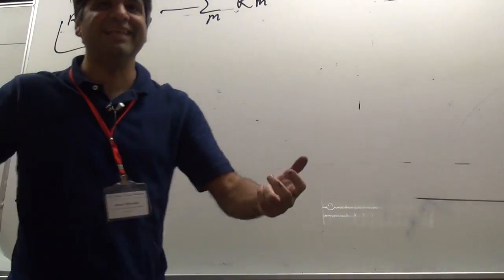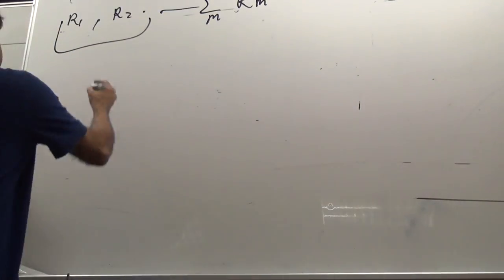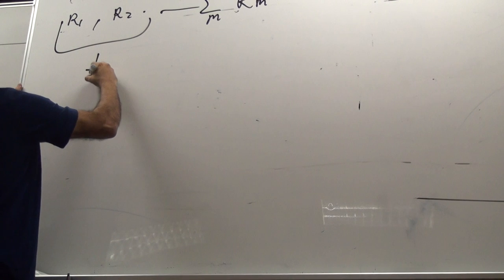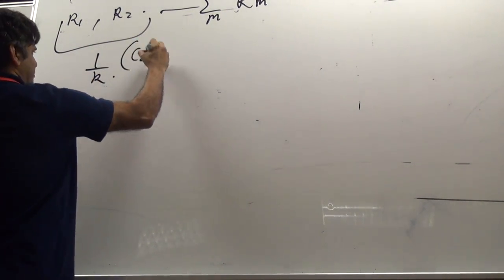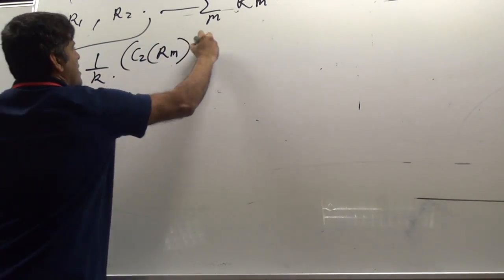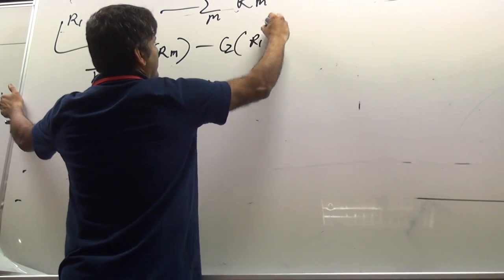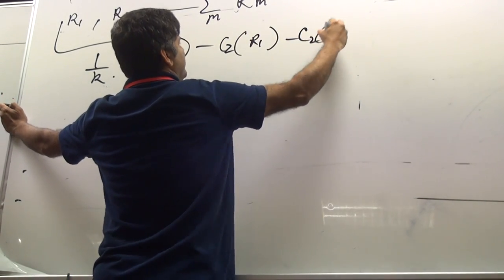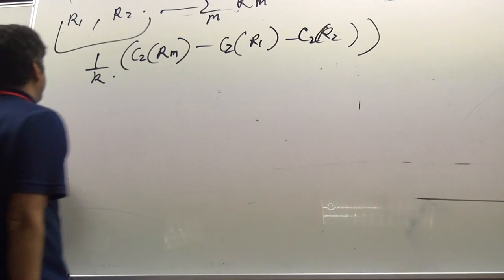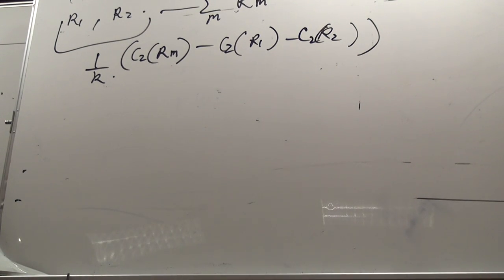If you couple them into neither, it will be some linear combination. And the answer turns out to be 1 by k times the quadratic Casimir of Rm minus the quadratic Casimir of R1 minus the quadratic Casimir of R2. I may have missed a factor of pi somewhere. I'll fix that as we actually use this.